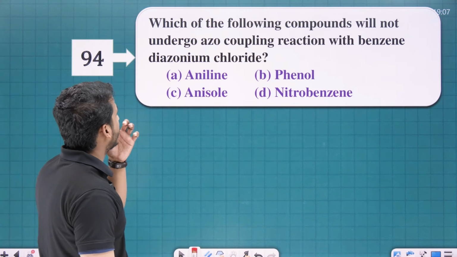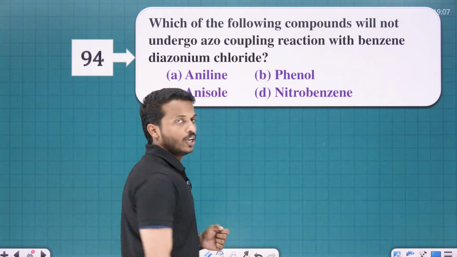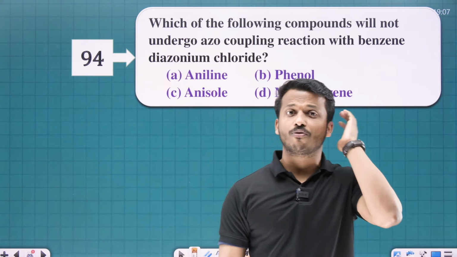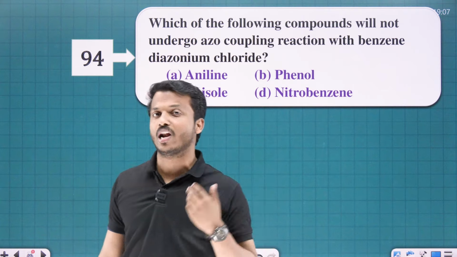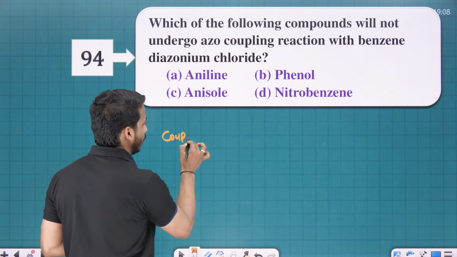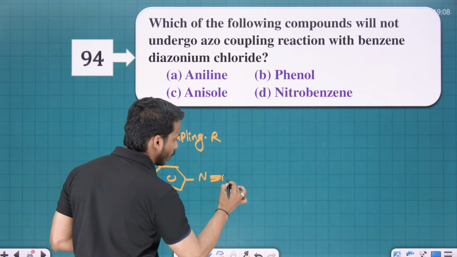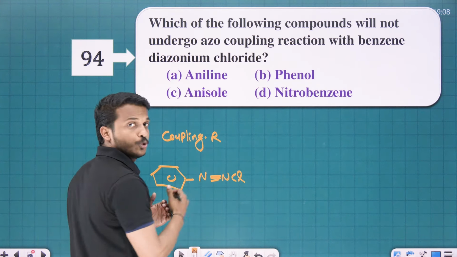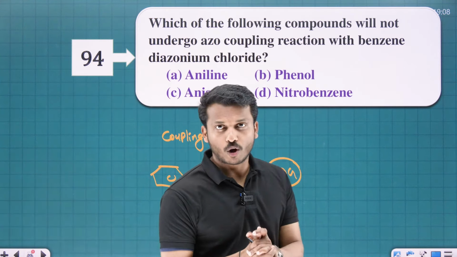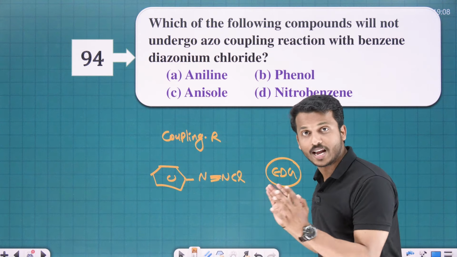Question number 94. Which of the following compounds will not undergo azo coupling reaction with benzene diazonium chloride? We studied two reactions in coupling reaction. Hope you remember. Benzene diazonium chloride we treated with phenol and aniline. We get orange dye and yellow dye. So the point is, if it wants to undergo coupling reaction, we already have benzene diazonium chloride. The other group should contain an electron donating group. Benzene diazonium chloride, when reacting with an aromatic system with an EDG, electron donating group, undergoes coupling reaction faster.